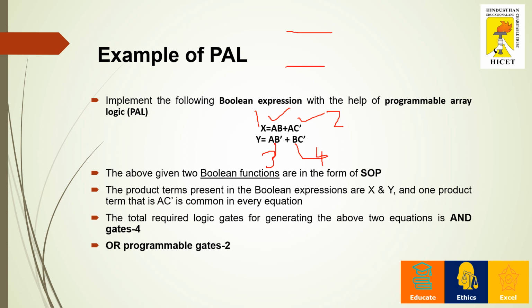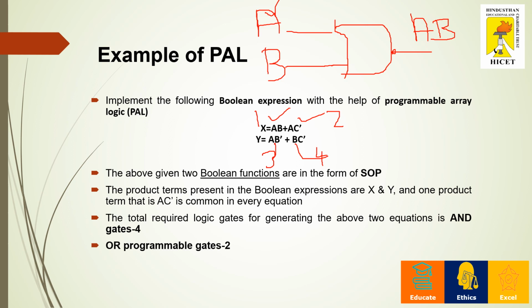I'll give you an example. For example, if it is a 2-input AND gate, we can make it as: this is your input A and this is your input B, and definitely this is my output, which is AB. Likewise, we are in need of four AND gates to make this operation.